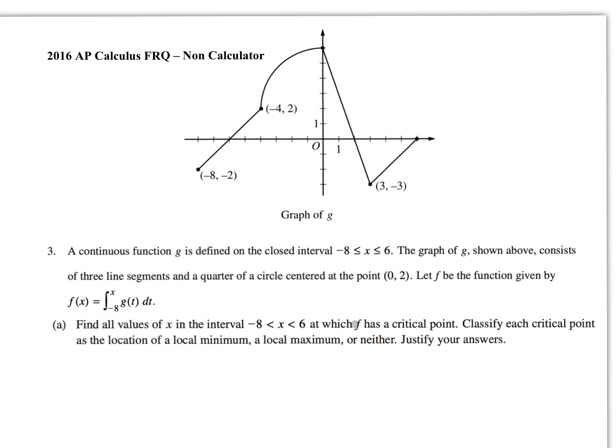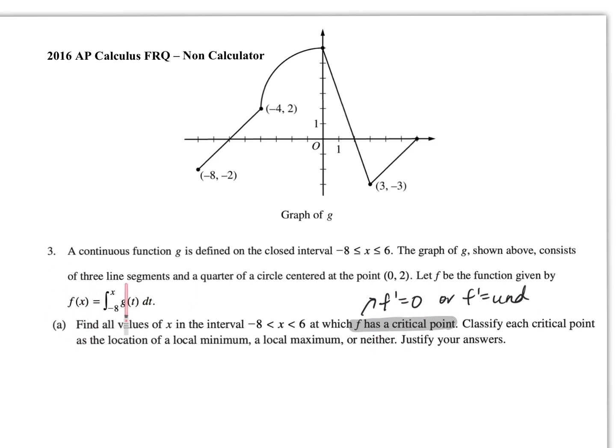This is a good reminder because this is going to be on your quiz. A critical point is where f prime equals 0 or f prime is undefined. Classify each critical point as a min, max, or neither. Okay, so they said, where does f have a critical point? Well, this is what we know about f. And critical points are where f prime is 0 or undefined.